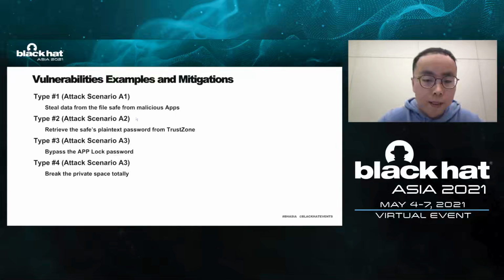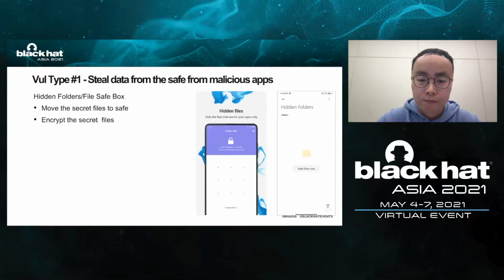Thanks, I'm Zhang Xiangqian. Next, I will show the vulnerabilities, examples, and mitigations. There are many vulnerabilities, and we chose 4 of them to present in detail. They are typical and good examples. Vulnerability 1: steal data from the safe from malicious apps. Generally, you can move the secret files to the safe and set the password, and the app will encrypt the secret files. Then an attacker can't retrieve the file without the password.